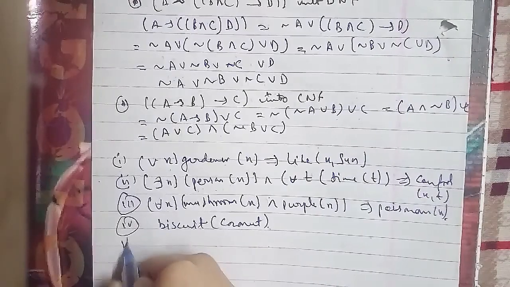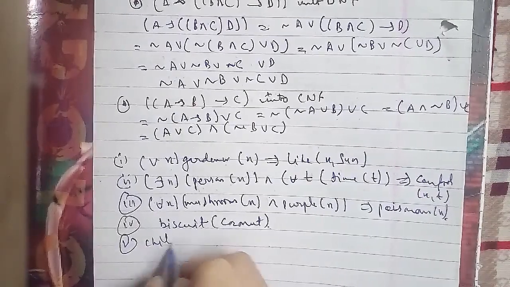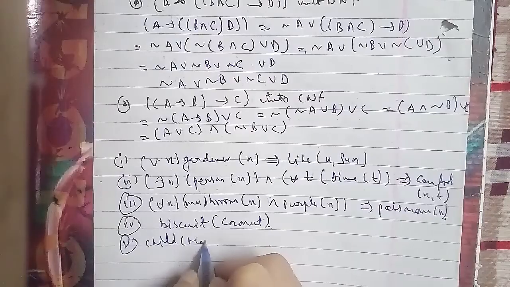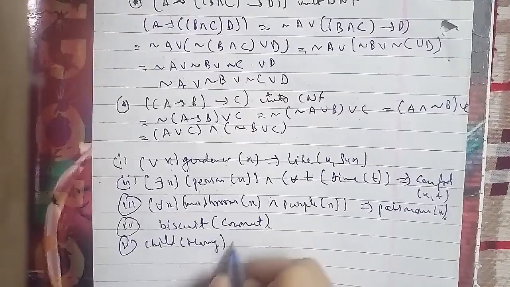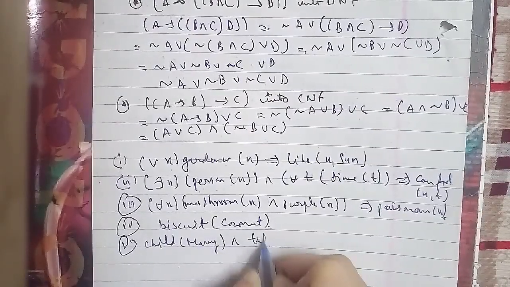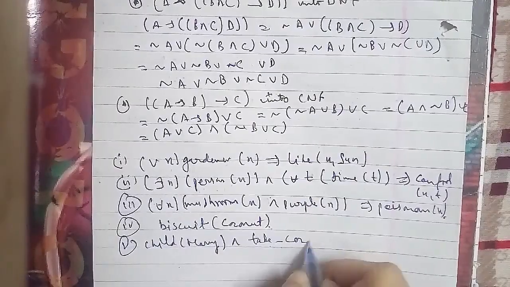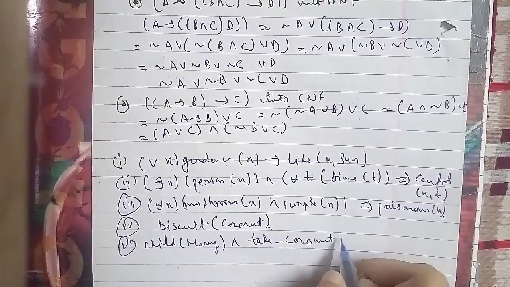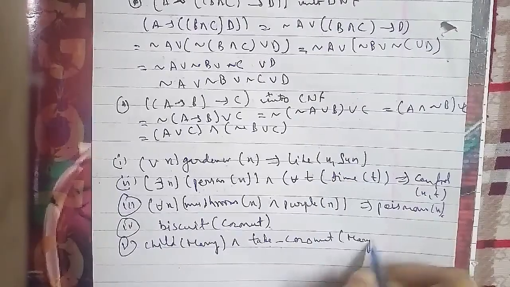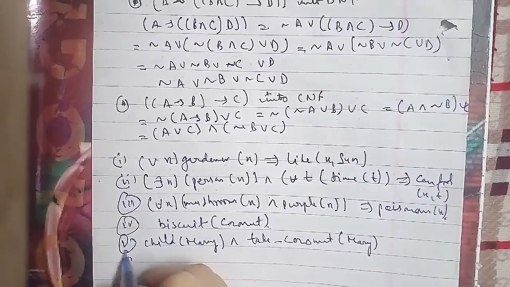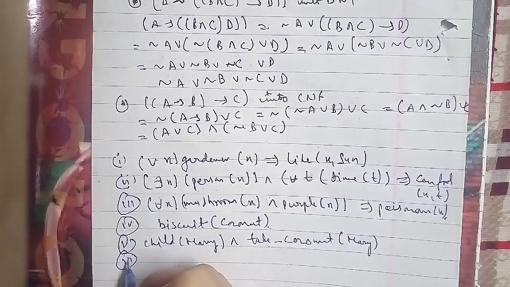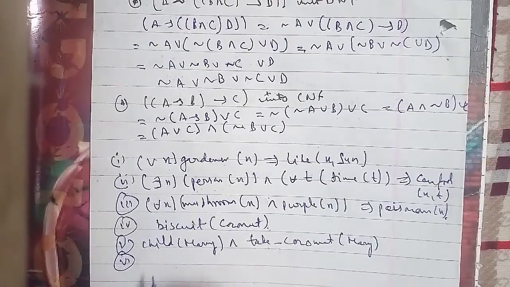The next question is, for a triangle ABC, it is given that the sum of the interior angles is 180 degrees. So for that we have ABC, triangle, which is ABC, that tends to sum of interior angles as 180 degrees.